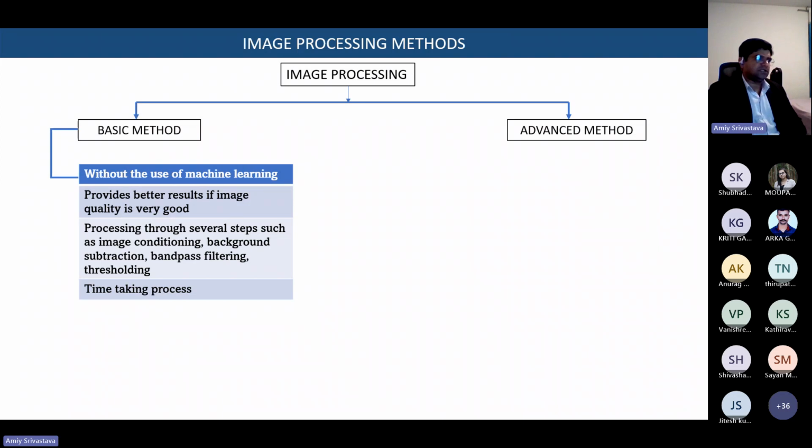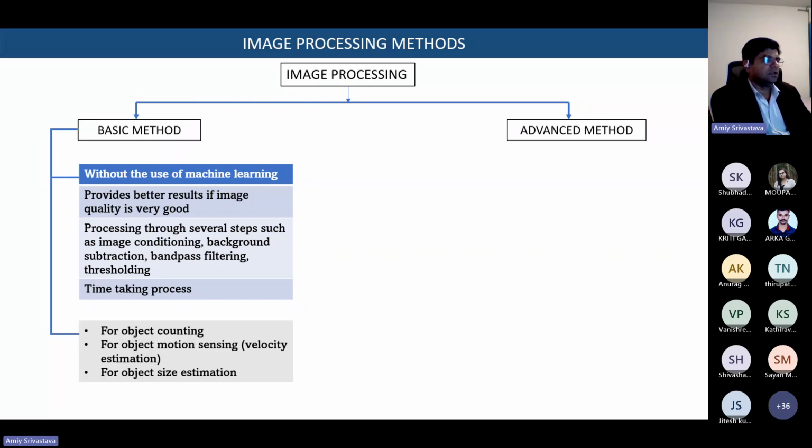Processing goes through several steps such as image conditioning and background subtraction. We'll talk about all these steps later. It is a time-taking process, but we can do batch processing to analyze our images using the basic method. But one limitation is there: if your system is very complex, or if the velocity of the bubbles or any dispersed phase is very high, then it is very difficult to use basic methods.